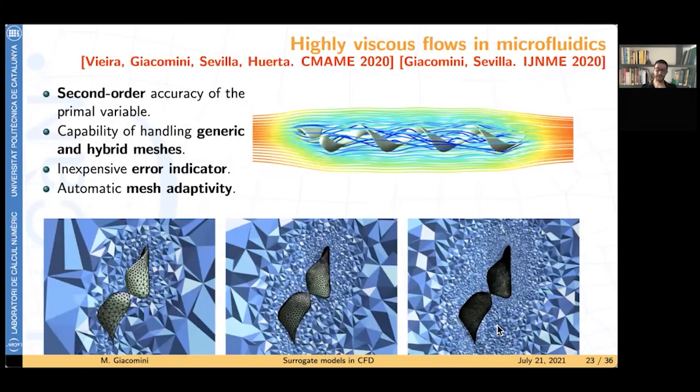So the following step in the context of microfluidics was testing other challenging geometries like this microswimmer over here. And again, with Ruben Sevilla, we extended the framework to have second order convergence, second order accuracy of the primal variable, which in this case is the velocity. And we extended it in order to have the possibility of handling generic and hybrid meshes. So in this context, specifically, we were interested in having hybrid meshes in order to be able to treat complex geometry. And we devised an inexpensive error indicator to drive automatic mesh adaptivity with tetrahedra.